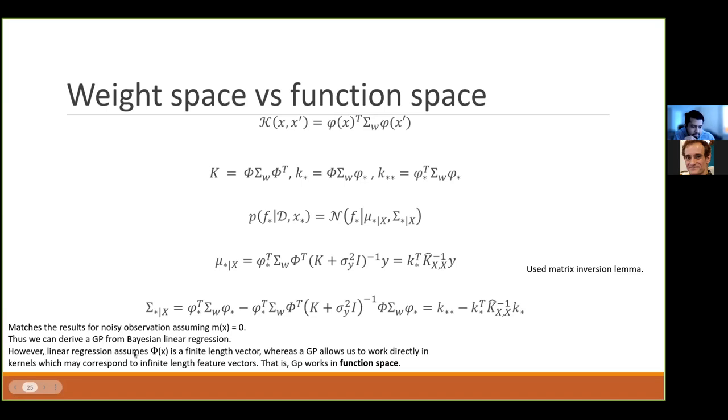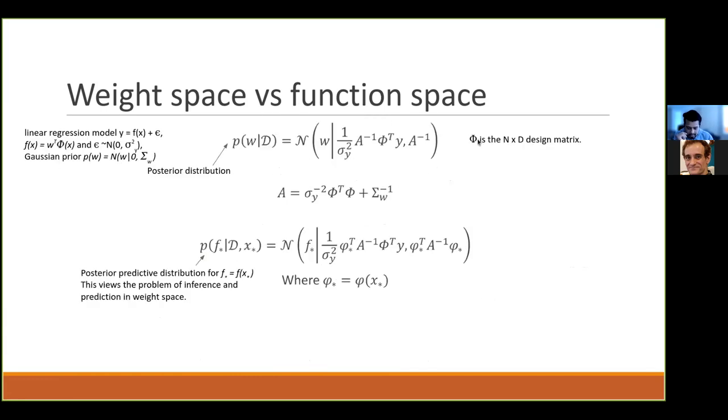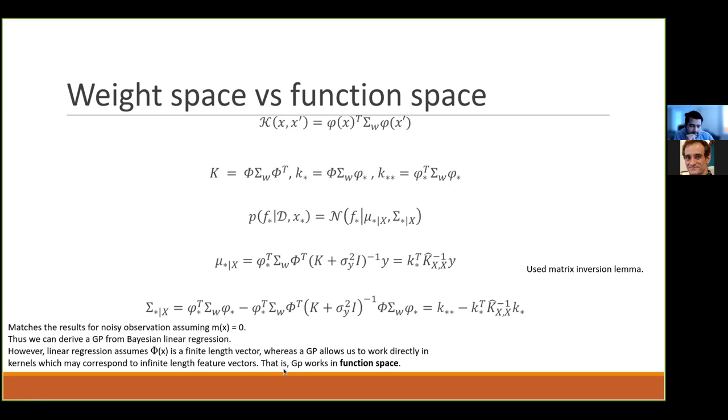However, linear regression assumes that phi(x) is a finite length vector, whereas a GP allows us to work directly in kernels, which may correspond to an infinite length feature vector. That is, a GP works in function space. This is the important line: since there's no restriction on the design matrix phi, a GP can effectively work in function space and represent any combination of variables there. But if it was restricted, it would be confined within the weight space. Okay, let's just assume that.